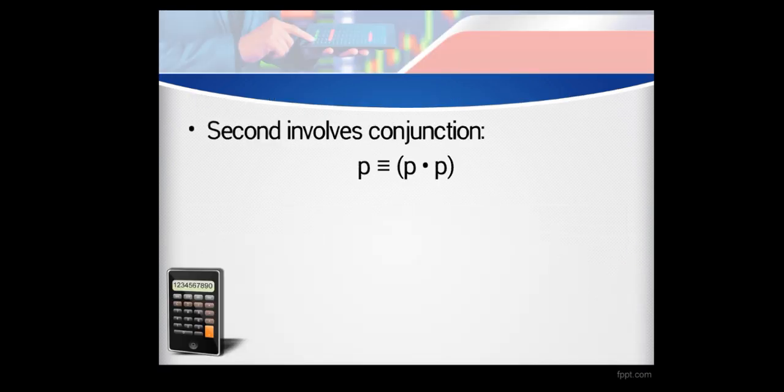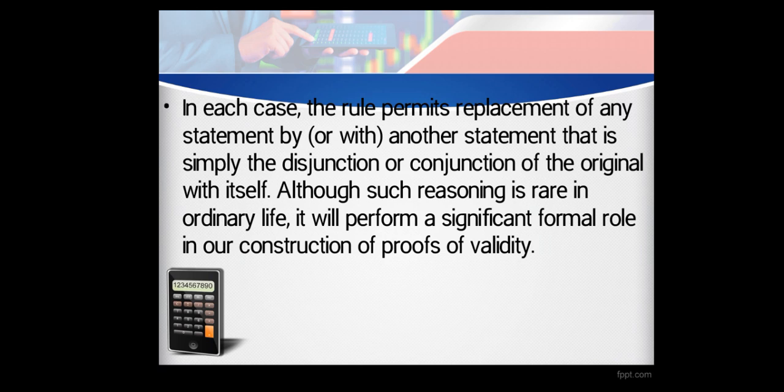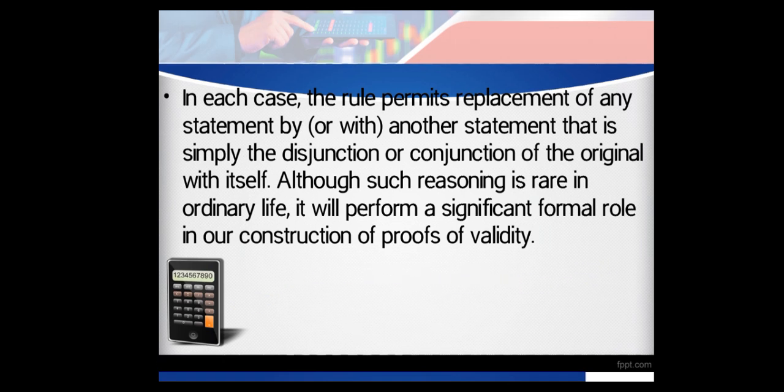And the second involves the conjunction, the and. P is equivalent to P and P. So in each case, the rule permits replacement of any statement by another statement that is simply the disjunction or conjunction of the original with itself. Although such reasoning is rare in ordinary life, it will perform a significant formal role in our construction of proofs of validity.